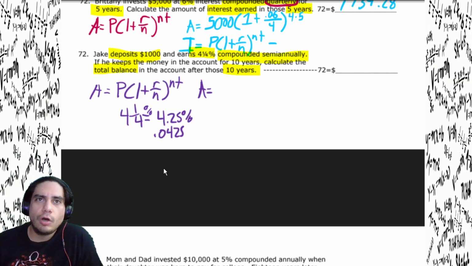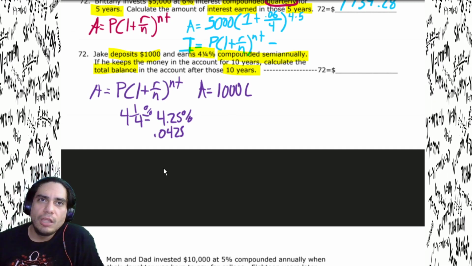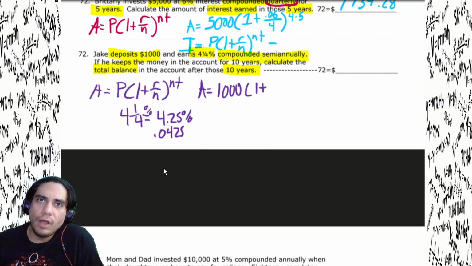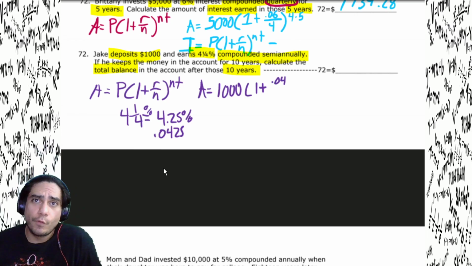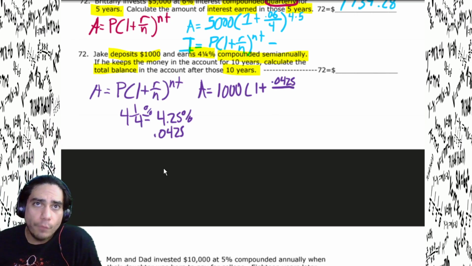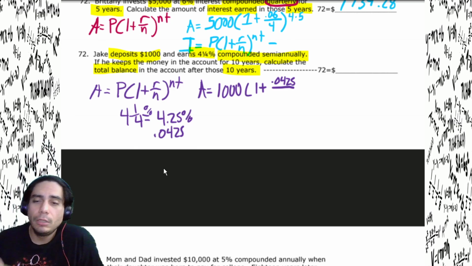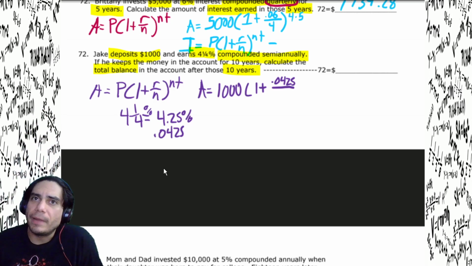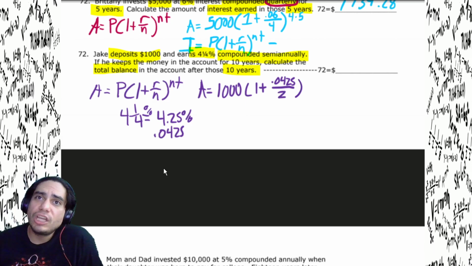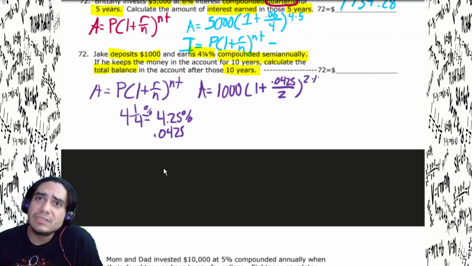All right? So we got our principal. It's 1,000. Let's go ahead and multiply that by 1 plus my rate in this problem, which is 0.0425 over semi-annually. Annually cut into 2 pieces. So we're going to divide it by 2. And then we're going to go ahead and raise it to the 2 times 10 power.